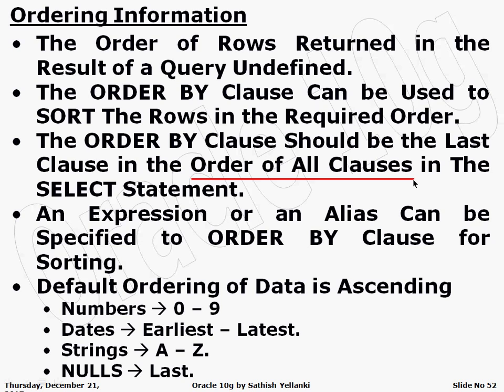Order by clause can be directly declared upon a column. Order by clause can be declared upon an alias. Order by clause can even be declared upon any expression. So aliases are supported by order by clauses, but not by where clauses. Be very clear about that.